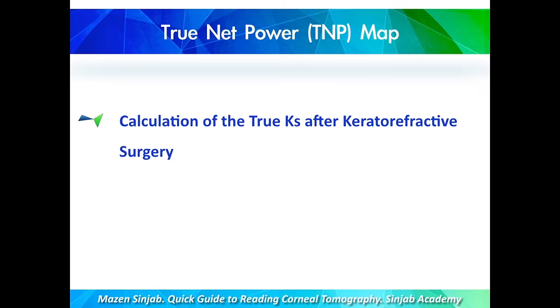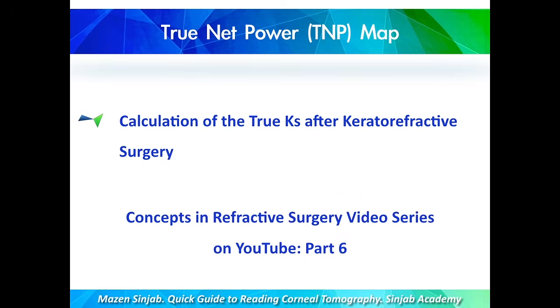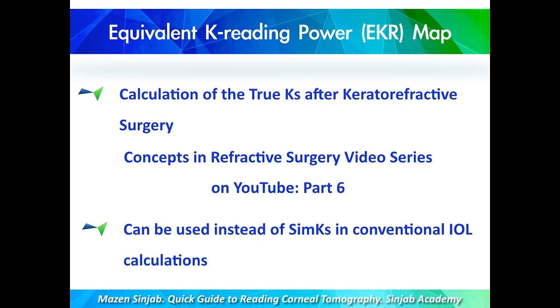The TrueNet power map is used to calculate the true K readings after keratorefractive procedures, and this is well discussed in part 6 of Concepts in Refractive Surgery video series on YouTube. The same can be said on the equivalent K reading power map. It can be used in calculation of the true K readings after keratorefractive surgery. In addition, it also can be used instead of SIMKs in conventional IOL calculations, and all of this is discussed in detail in part 6.